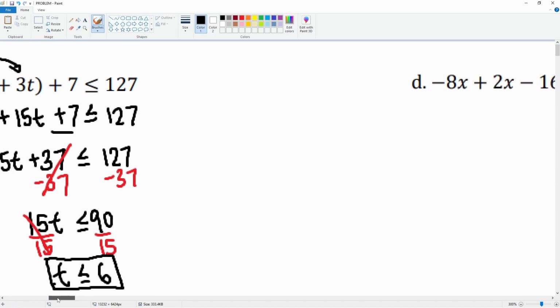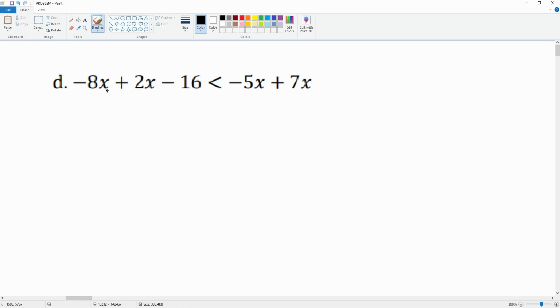Now let's do letter D here. -8 plus 2 does combine for like terms to get you -6x. Bring down -16, less than, oh, these two are like terms as well, -5x and 7x. This does get you a positive 2x here, right?